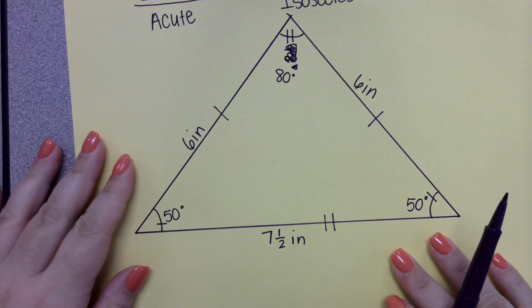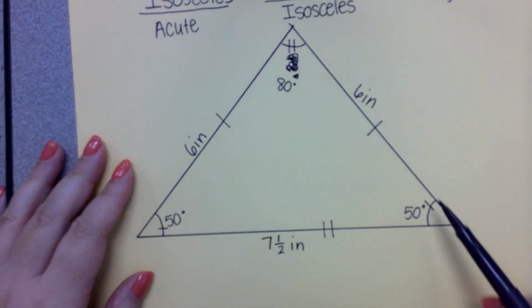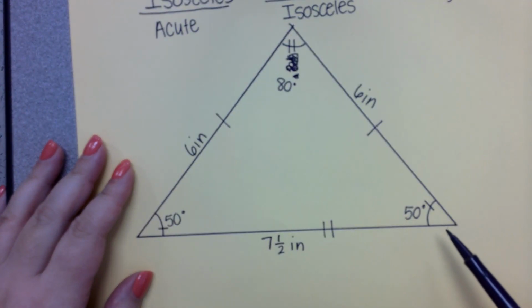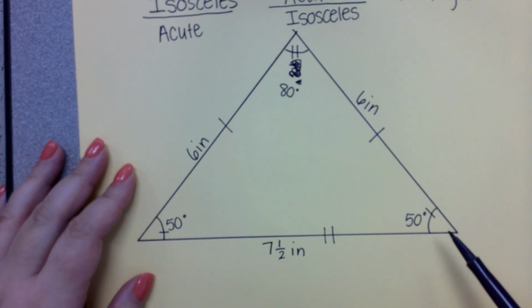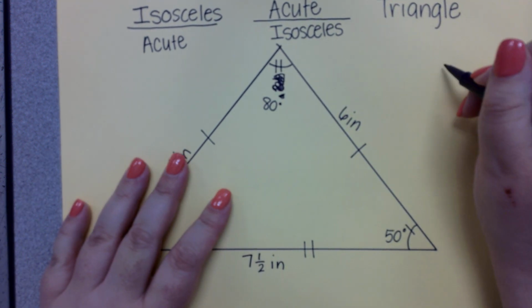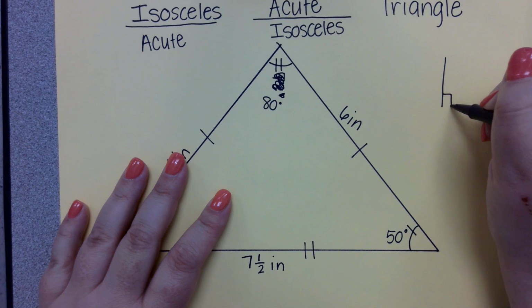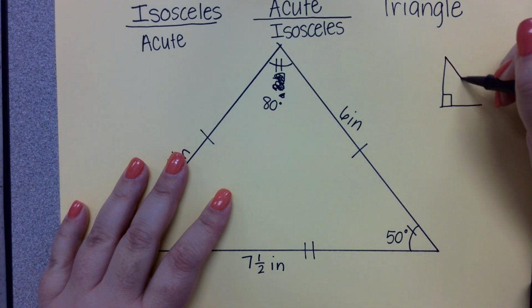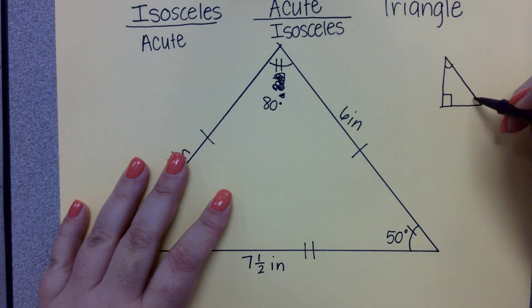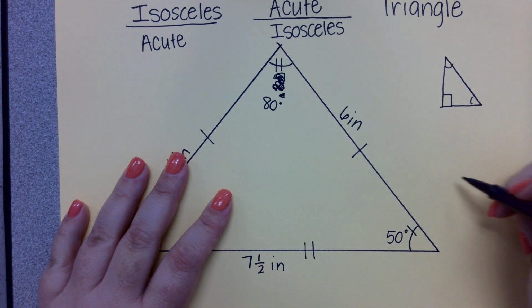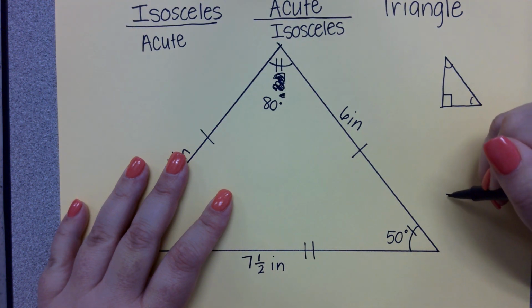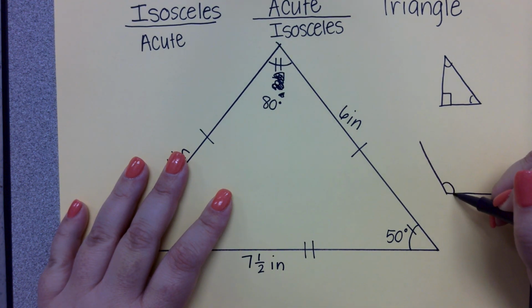And an acute triangle has 3 angles that are less than 90 degrees, 1 to 89 degrees. A right triangle has 1 right angle and then 2 acute angles. And an obtuse triangle has an obtuse angle and 2 acute angles.